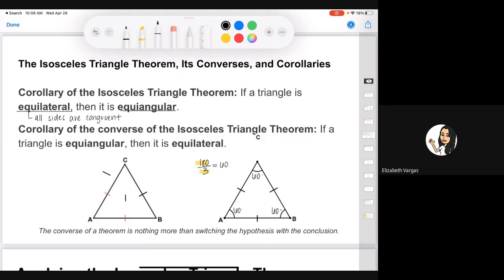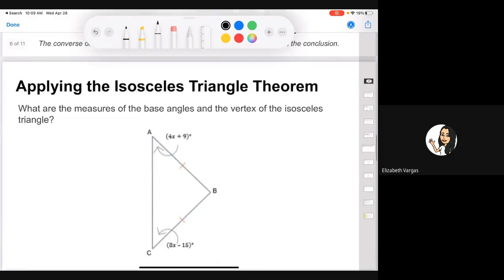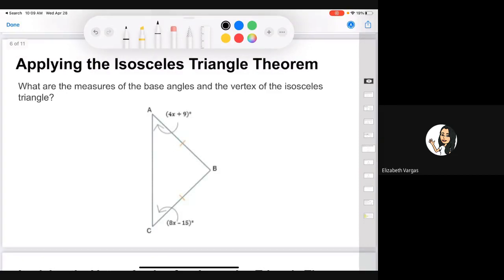And equiangular tells me that all angles are congruent. Okay. And so that is the corollary. So let's apply all these different things we looked at. First one, let's apply the isosceles triangle theorem.